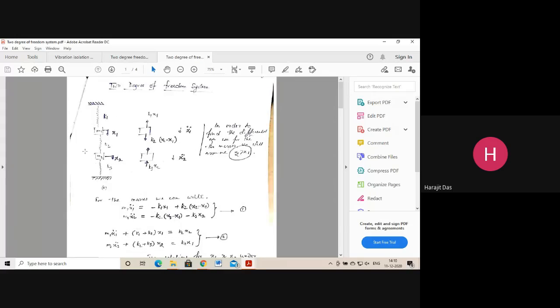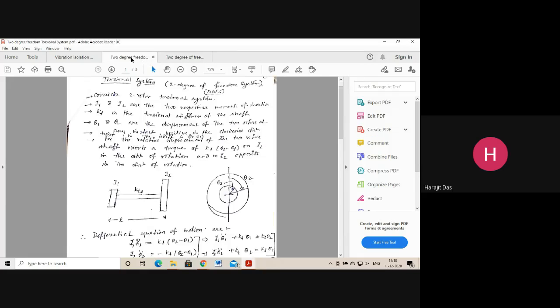Today we are going to study what the behavior of the system will be, what the principal mode of vibration will be, as well as what the frequencies of the system will be for a 2 degree rotor system. Here you can see a 2 degree rotor system. This is the projection of the rotors.